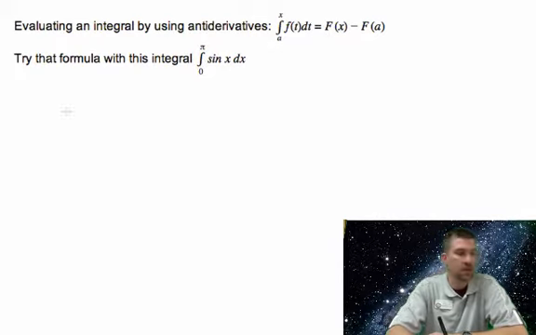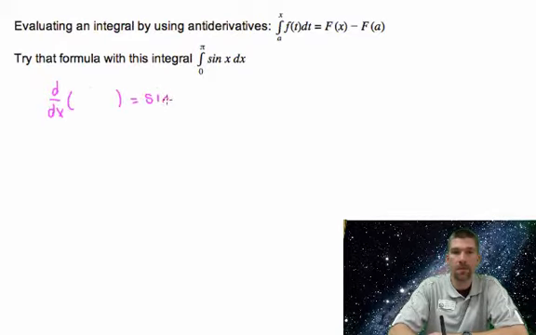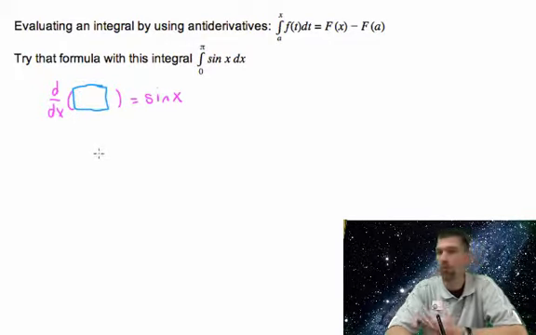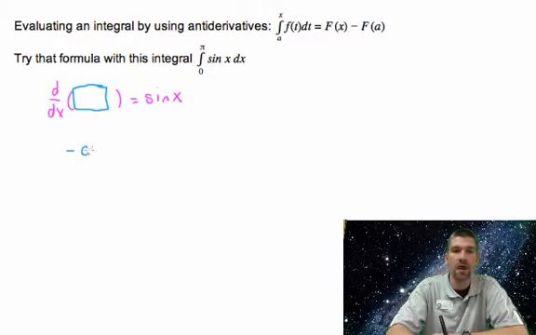So let's just ask ourselves real quick, what is the derivative of what is equal to the sine of x? And this derivative is what we're really interested in, okay? No matter how you do it, just think about the derivative of what. And so you should arrive at the negative cosine of x.